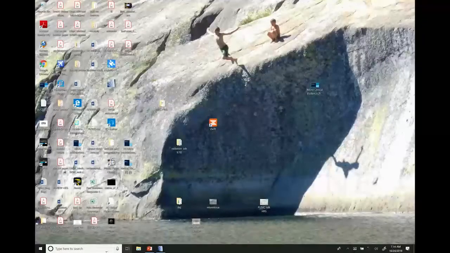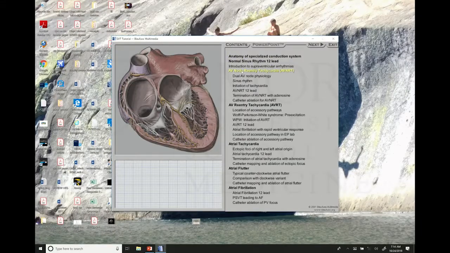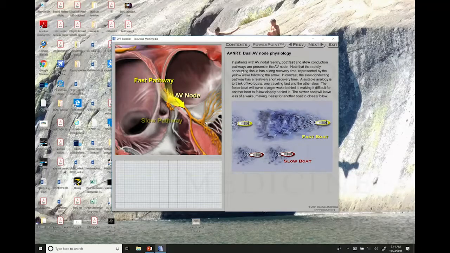I hate to beat this if you know this already, but it's critically important, and I want you to understand. 30% of us are born with dual AV nodal physiology. Okay? This is a great thing. The fast pathway is how you conduct normally. The fast pathway conducts rapidly, but like a fast boat, it has a long refractory period. It's more prone to block ectopy. It's a long ERP. The slow pathway conducts slowly, but because it leaves a slow wake, it's got a short refractory period.